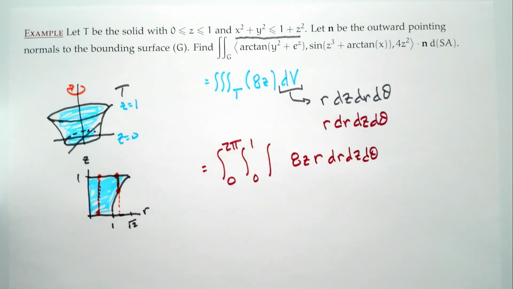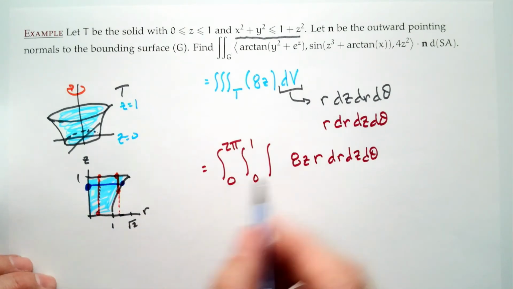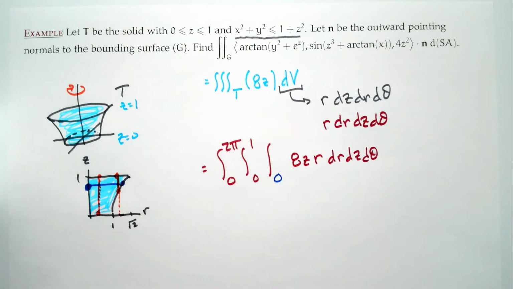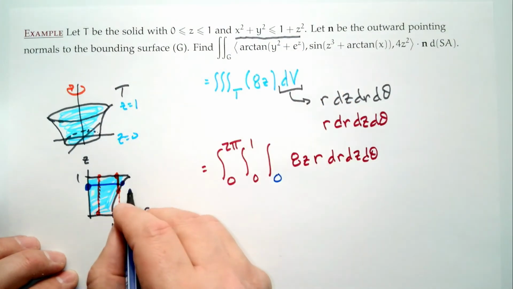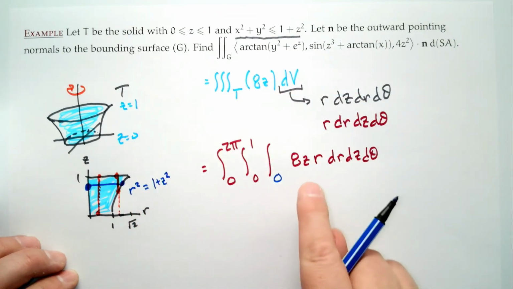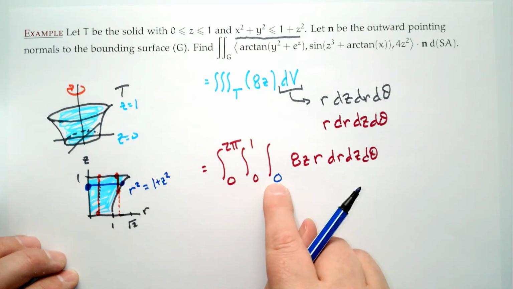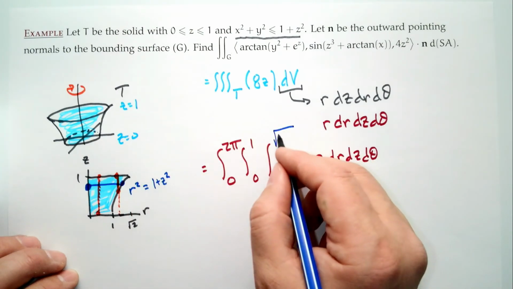Now we get to r. Okay, where does r go from? Well, now as we're slicing it, we're going from left to right. So the bottom bound is 0. Now we have to talk about this other bound. Well, go back to your equation. It comes from x squared plus y squared, which is r squared, equals 1 plus z squared. Now, I'm doing an r integral, which means I need to write this in terms of r equals something. Well, that's good news. I solve for r. That means it goes to the square root of 1 plus z squared.